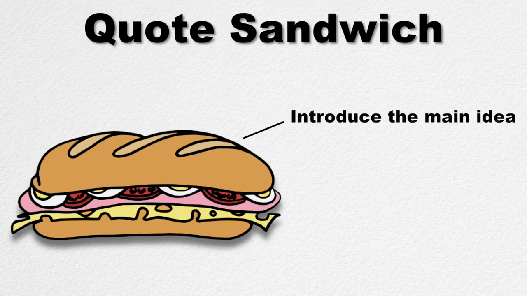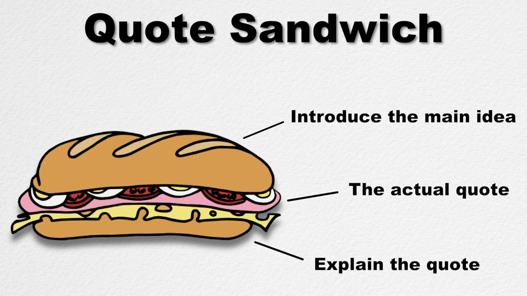The top bun is where you introduce your idea. Give your reader some background on the quote. If you are writing about a story, tell your reader what is going on around the time when the quote appears. Next is the meat. This is where you are going to put your actual quote. The quote is kind of like your proof for your main point. And last is your bottom bun. This is where you explain your quote. Tell your reader why you used it and why it applies to your argument.